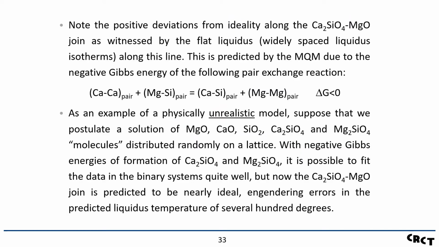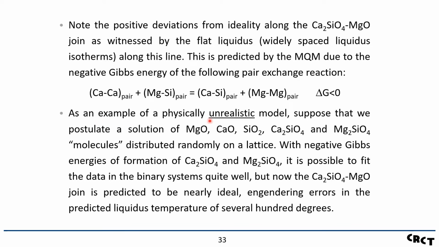Note the positive deviations. This means that this pair exchange reaction, the calcium-calcium pair, magnesium-silicon pair are not favored. A calcium-silicon pair, as in calcium silicate, and a magnesium-magnesium pair, as in magnesium oxide, are favored. So this reaction is shifted to the right, which means magnesium oxide tends to form clusters and the calcium silicate forms clusters, and this gives you positive deviations along the line, and this is automatically given by the quasichemical model, which thereby takes into account realistically the main physical feature of this system.